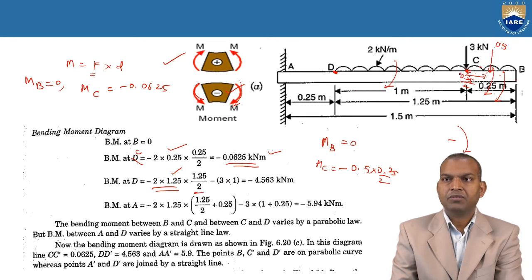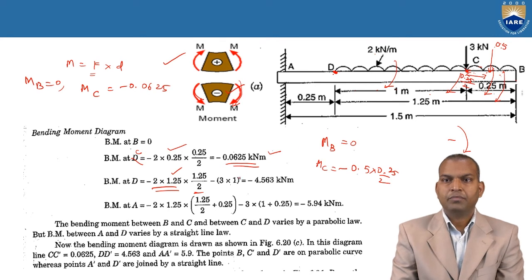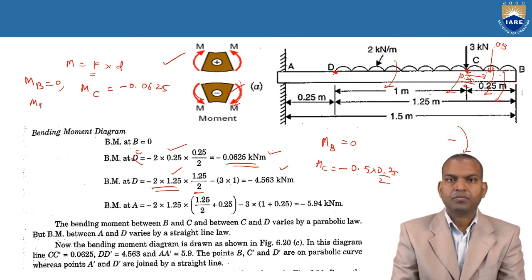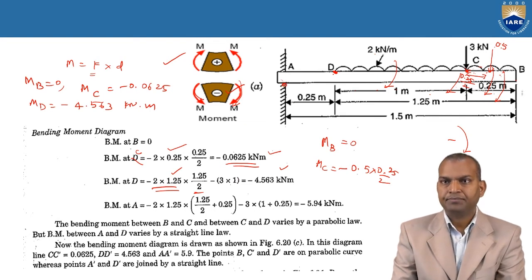Minus, this is the 3. What about this 3? This is why it is a negative moment. It is acting in the downward direction. So 3 into, what is the distance? 3 into 2, about this point. That is 3 into 1 meter. Minus 3 into, that is minus 4.563. Minus 4.563 kilonewton meter.